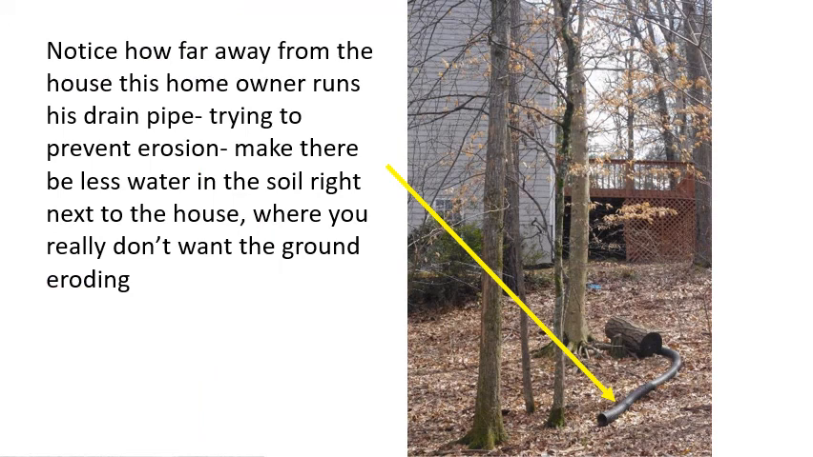Now, look at this guy. He's got the same problem. He's got a house and the water slides down the house and it's going to come into the ground. But instead, he ran this drain pipe way over here away from his house because he wants less water in the ground next to his house, because he doesn't want the ground next to his house to move. So less water in one spot means you're going to have less erosion.